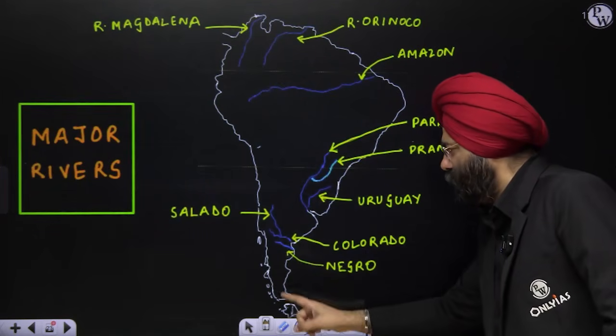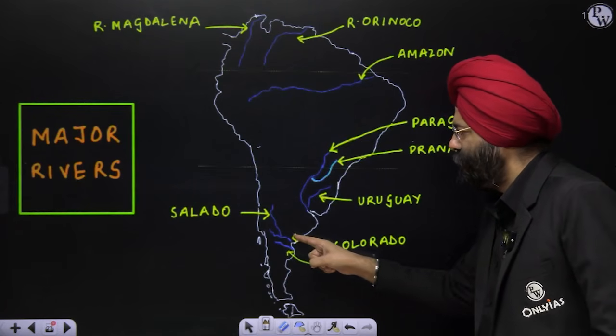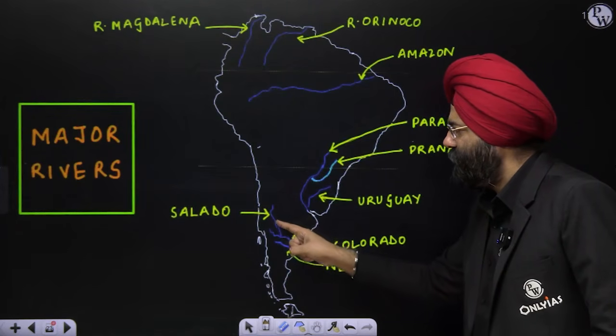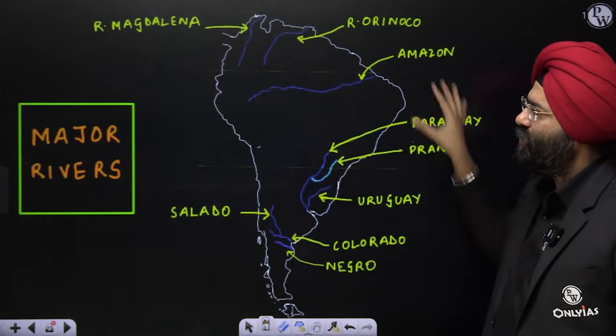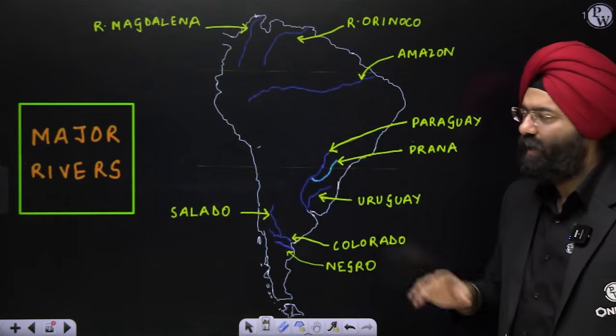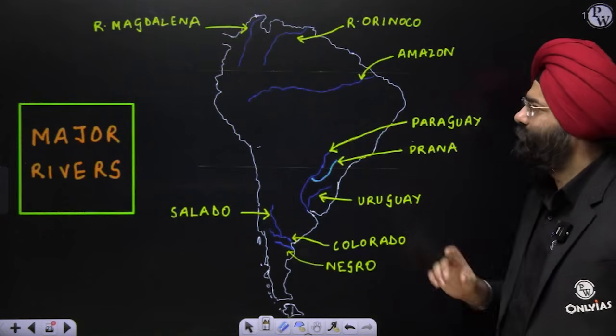Then over the south over here, you have the river Negro. Then you have the river Colorado. And there is another river that is joining the Colorado, that is Salado. So these are the important rivers that you should be aware of. So please wait, pause the video, mark them quickly.